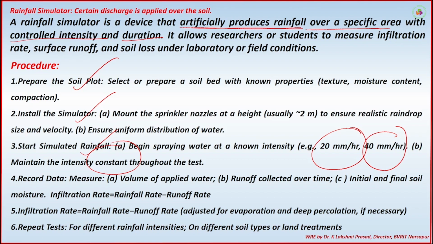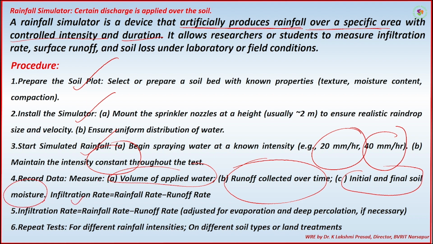Then, once the rainfall intensity we are applying is known, the volume of rainfall, we know it. Then the volume of water flowing on the surface of the soil, that we will measure. That is what we call runoff. We measure it. So the volume of water applied is known to us because we only simulated the rainfall. The runoff, basically the surface flow, we calculate. Then we take the initial and final soil moisture conditions also. Based on that, what is the infiltration rate?